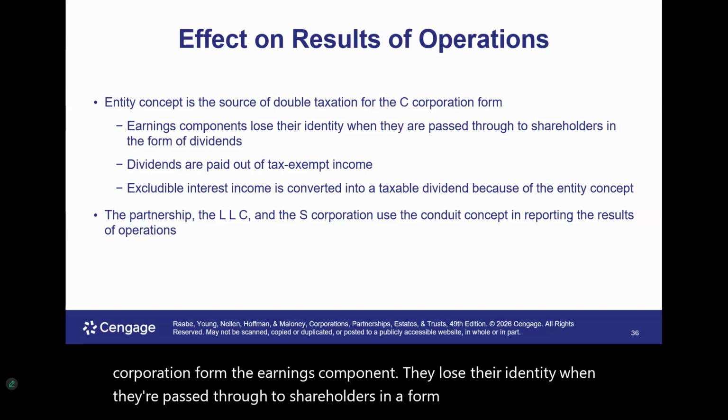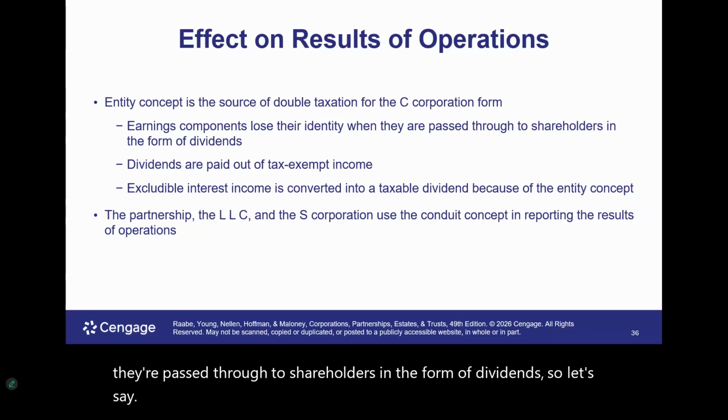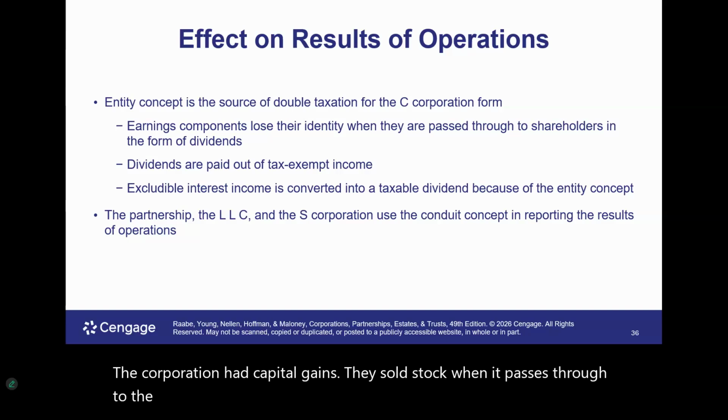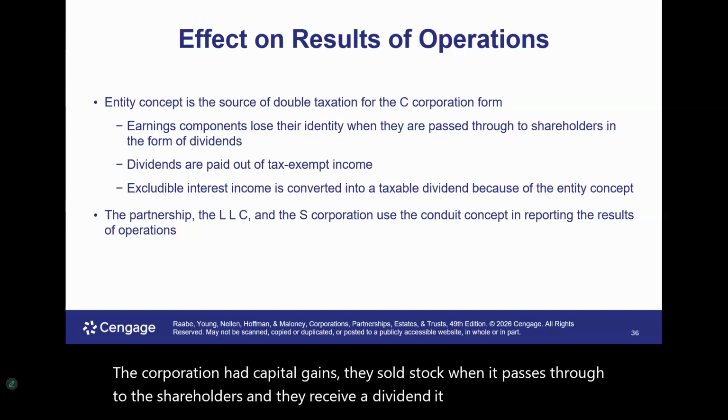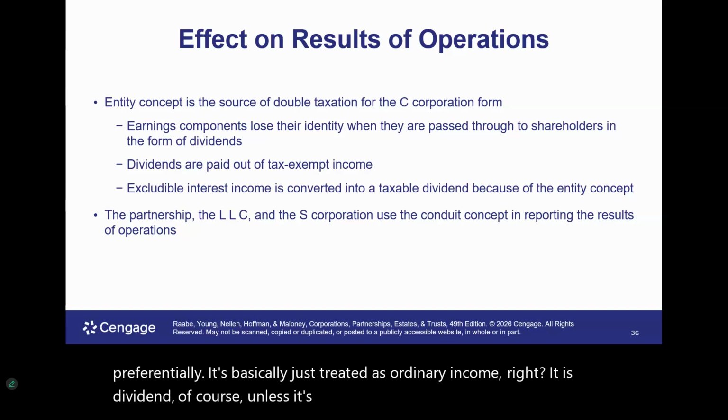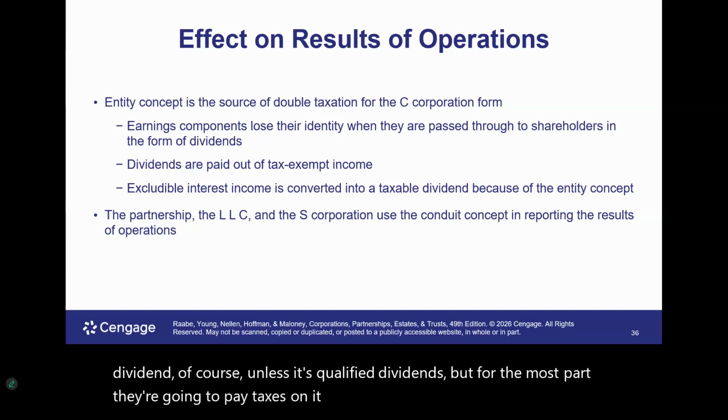So let's say the corporation had capital gains, they sold stock. When it passes through to the shareholders and they receive a dividend, it is not treated preferentially. It's basically just treated as ordinary income, right? It is a dividend, of course, unless it's qualified dividends. But for the most part, they're going to pay taxes on it. It has a separate character. They lose their identity, rather.